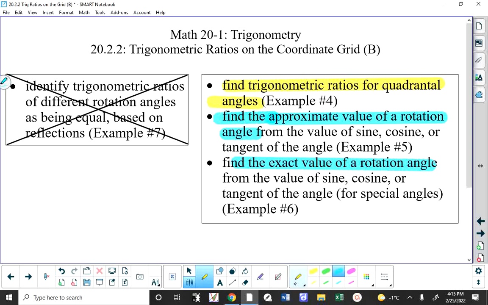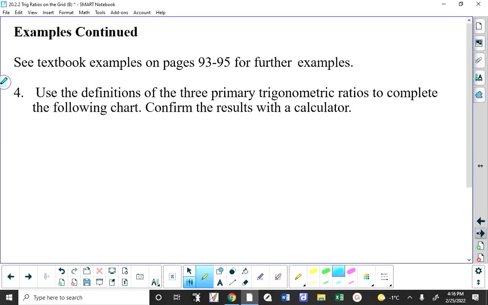Whether we're finding the approximate value, which means we're going to express the rotation angle in decimal form, or whether we're finding the exact value, which means we will get a precise angle like 30 degrees or 210 degrees. Whether we're going to get a decimal angle or an exact value angle that has no decimals doesn't change how we solve these problems. So what's highlighted in yellow is the first objective of the lesson, and what's highlighted in blue is really basically the second objective. Let's deal with the first objective, which is finding trigonometric ratios of quadrantal angles.